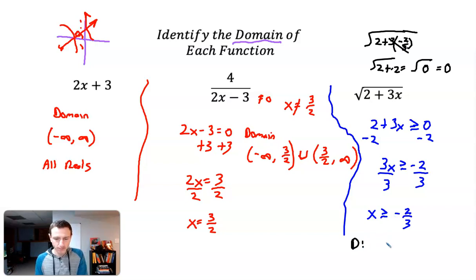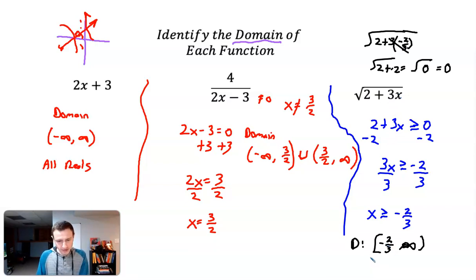So the domain is from bracket negative 2/3 out to positive infinity. So any value greater than or equal to negative 2/3 is going to be in our domain of this function, square root of 2 plus 3x. And just think about the logic. If you were to take a couple more points, like x equal to 0, what happens there? 3 times 0 is 0. 2 plus 0 is 2. Square root of 2. That's fine, and so on. And you can keep going.